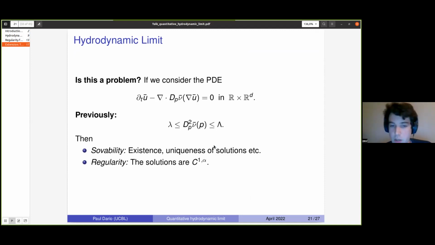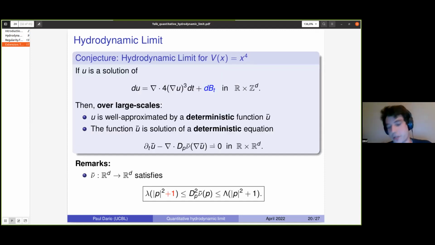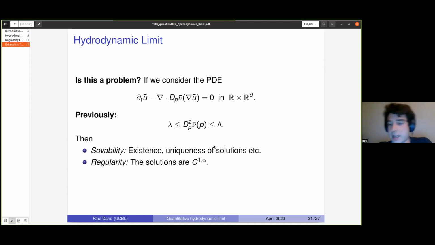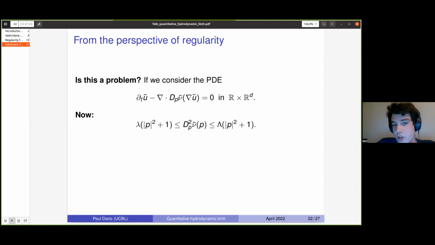So is this a problem now? If we want to run the proof for the hydrodynamic limits, or get some definition of regularity, we need to ask the question. I solve this PDE, which is the limiting equation. Previously, what I knew is that my second derivative was between two strictly positive values, my small lambda and my capital lambda. And I was able to say that I can solve this equation, I can prove that there exist unique solutions, and in terms of regularity, I can prove that the solutions are C^(1,alpha). Good. Now I'm going to take a function nu bar, and assume that this function is convex and that its second derivative satisfies this property.